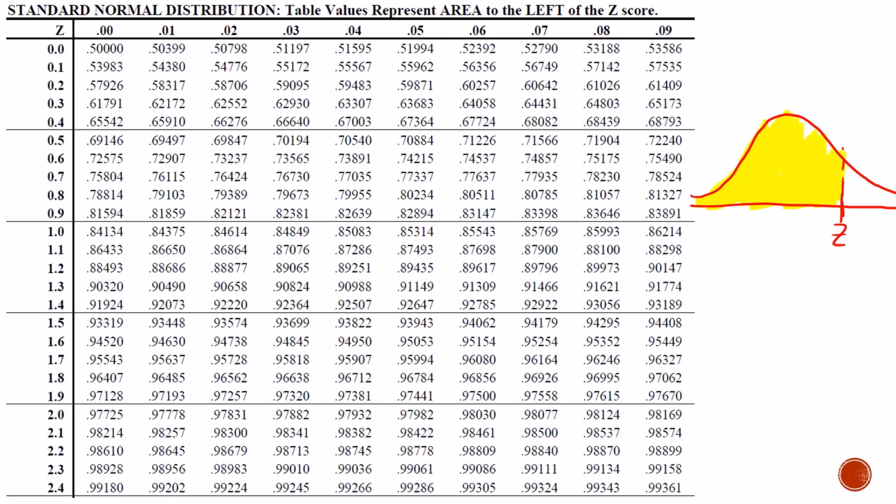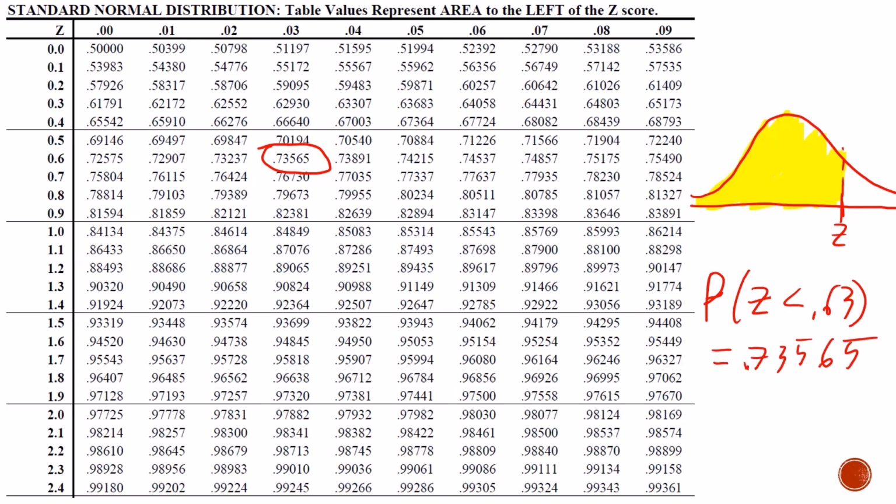So I showed you it in a picture form. Here, let me just show you it in an equation form. So let's choose this value right here. Hopefully you guys have z-tables. This is a z-value of 0.603, right? We see that? So that means the probability that z is less than 0.603 is equal to 0.73565.